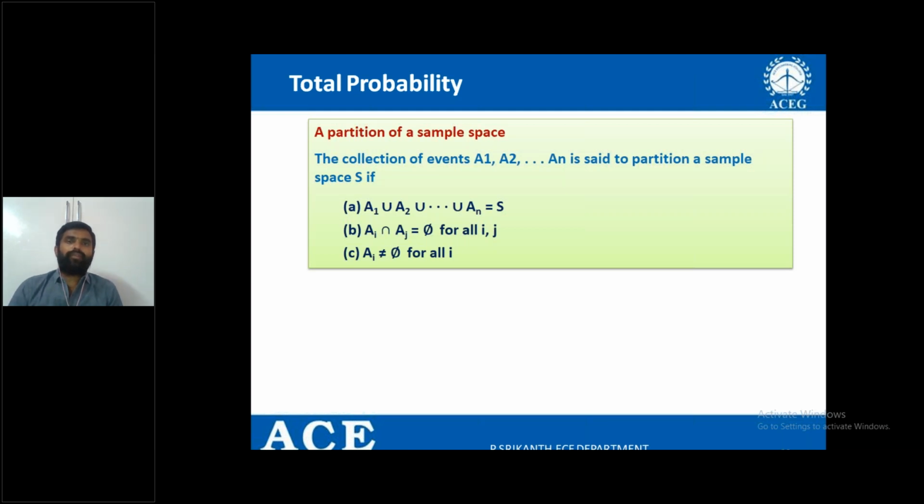So here, what is the event here? The student coming to the college on time depends on how many parameters or how many events here? First event is auto coming to the home on time. Second event is RTC bus coming to the bus stop on time. Third event is college bus coming to the bus stop on time. So that is the event A.